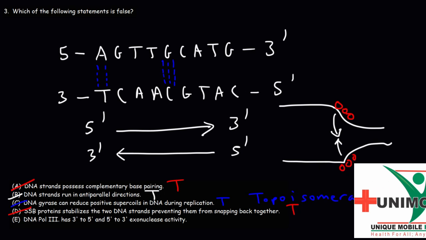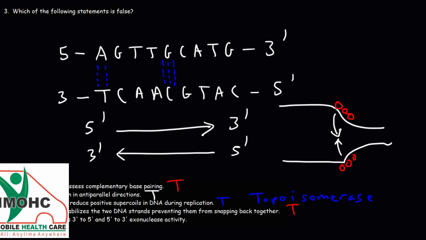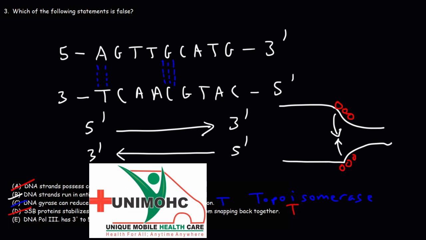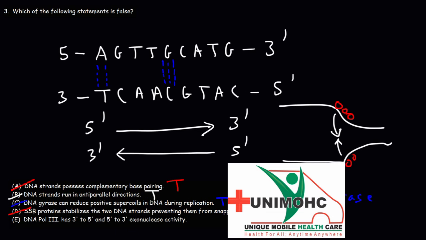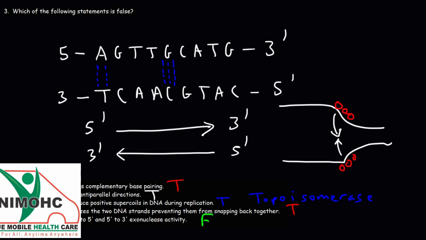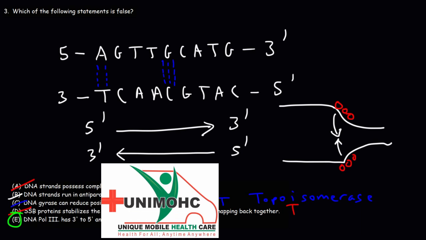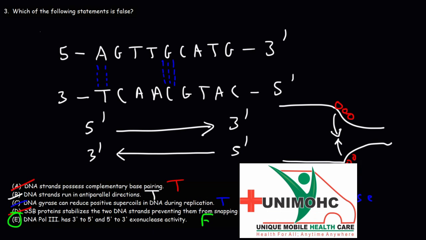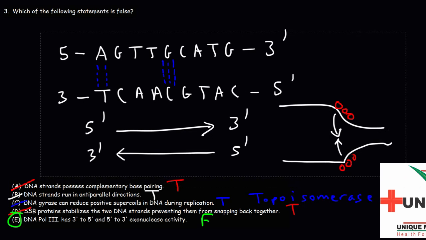And then E, DNA polymerase 3 has 3 to 5 and 5 to 3 exonuclease activity. Because it's the last one, we know this has to be the answer. So there has to be something false with this statement. So what's wrong with that statement?